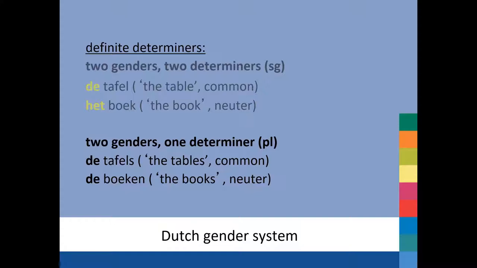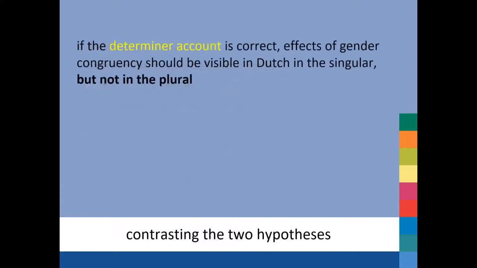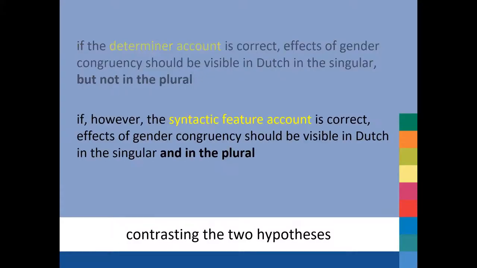Now this gives us the opportunity to test the hypothesis whether the competition takes place at the gender level or whether the competition takes place at the determiner level. Because if the determiner account is correct, then effects of gender congruency should be visible in Dutch in the singular, but not in the plural, because in the plural, there's only one determiner. So there cannot be any competition in the plural.